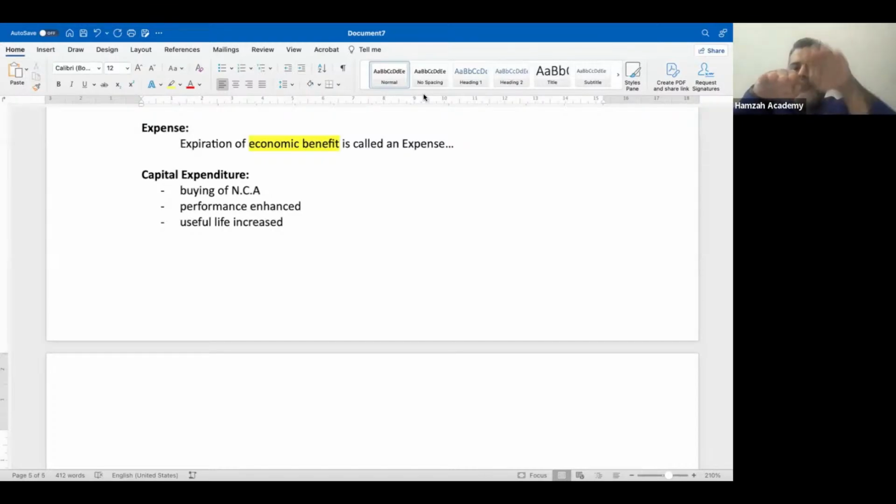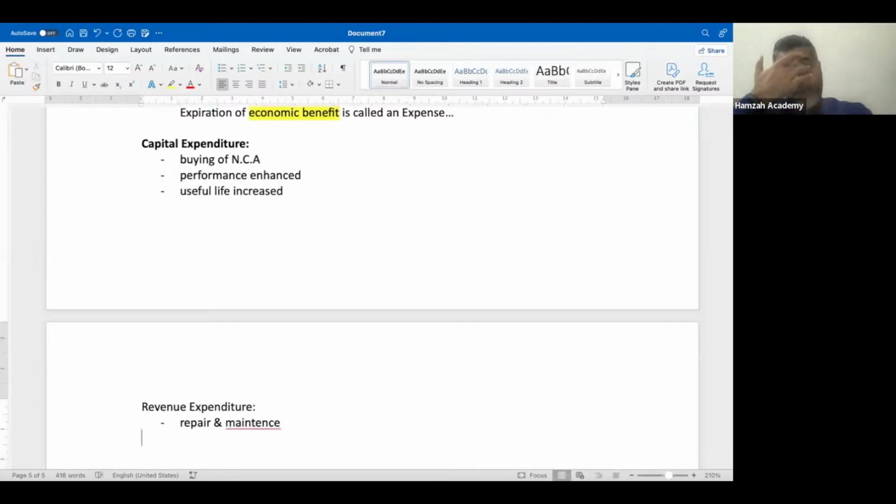The performance is not enhanced. It's on the same level it was at the start of the 3 years, or at the second year or the first year. The performance is not enhanced. It's on the same level. It's maintained. This is going to be a revenue expenditure or revenue expense, because this is repair and maintenance. This is repair and maintenance. Repair and maintenance, you have to see the maintenance.